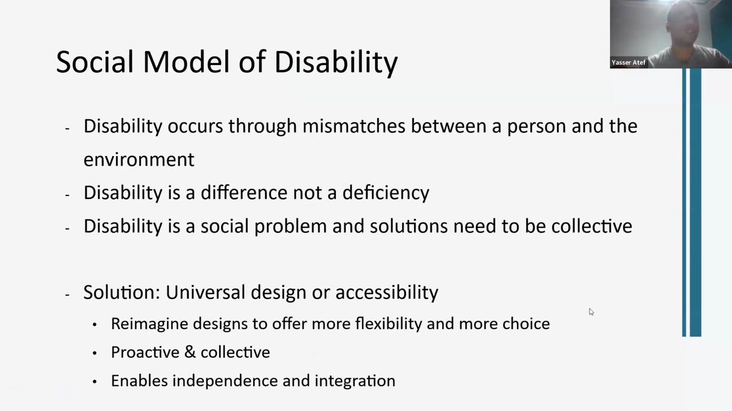So the social model is actually the opposite of the medical model, because it says that disability is a mismatch between the person and an environment. And I'm a social model person, so I agree with this 100%. I agree that disability occurs through mismatches between the person and their environment.